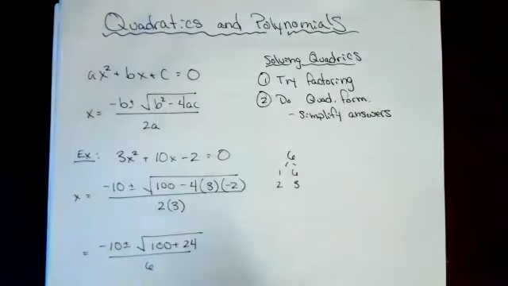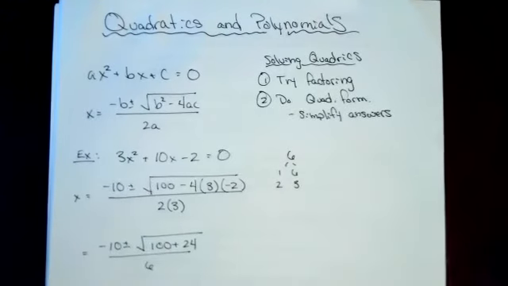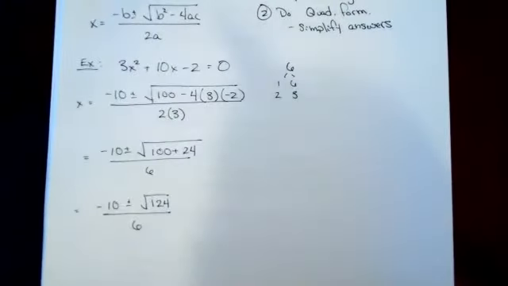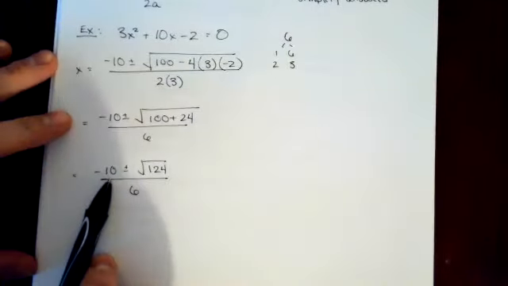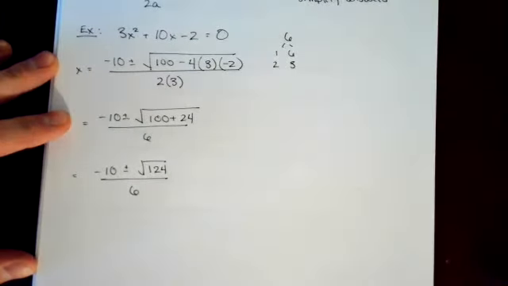So keep in mind, there are two answers there. One is negative 10 plus that over 6, and negative 10 minus the square root of 124 over 6 is the other one. So make sure you're doing both. Of course, we also have to simplify. Sorry, that wasn't on screen. So yeah, negative 10 plus or minus the square root of 124 over 6. And we need to simplify.